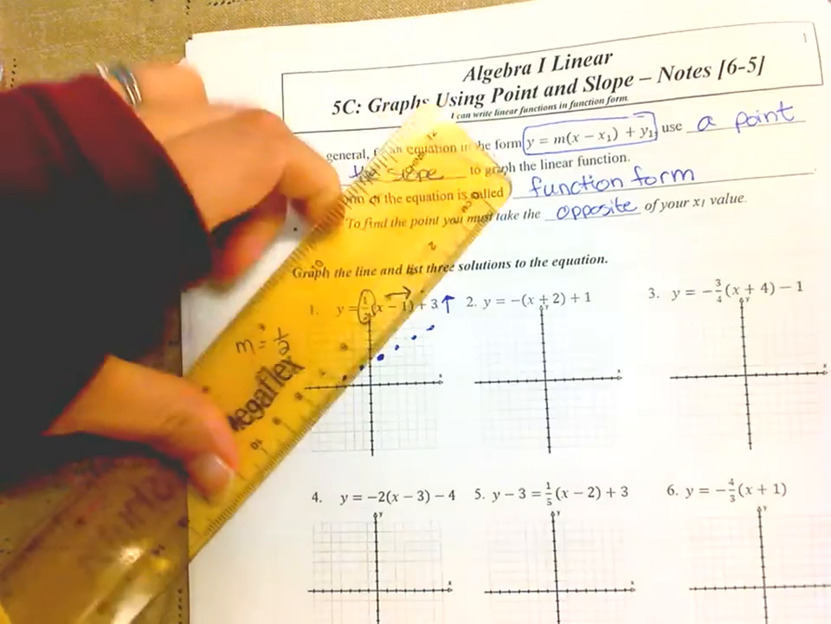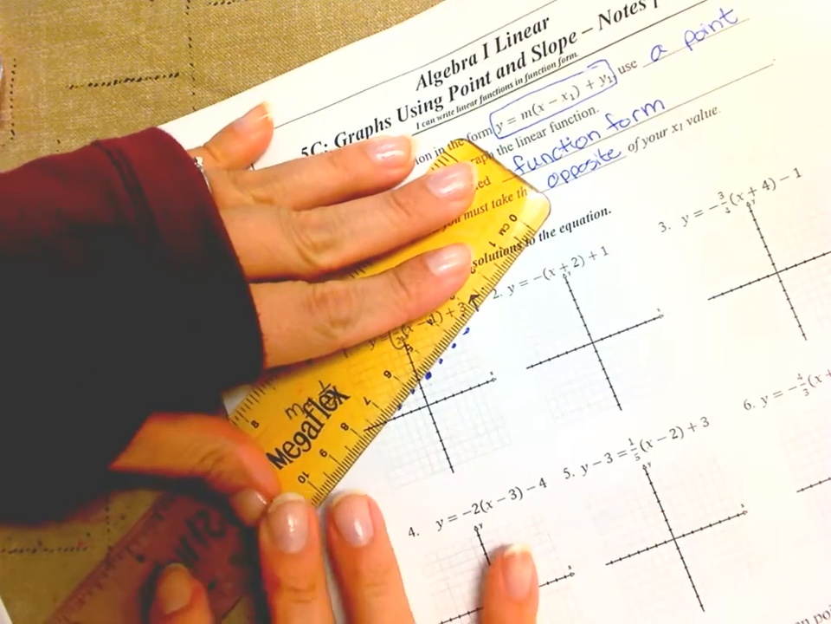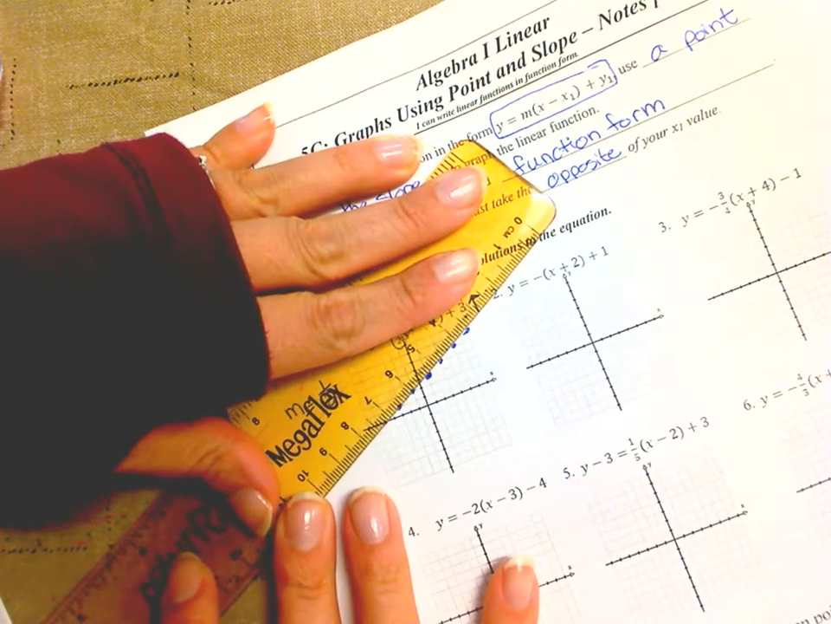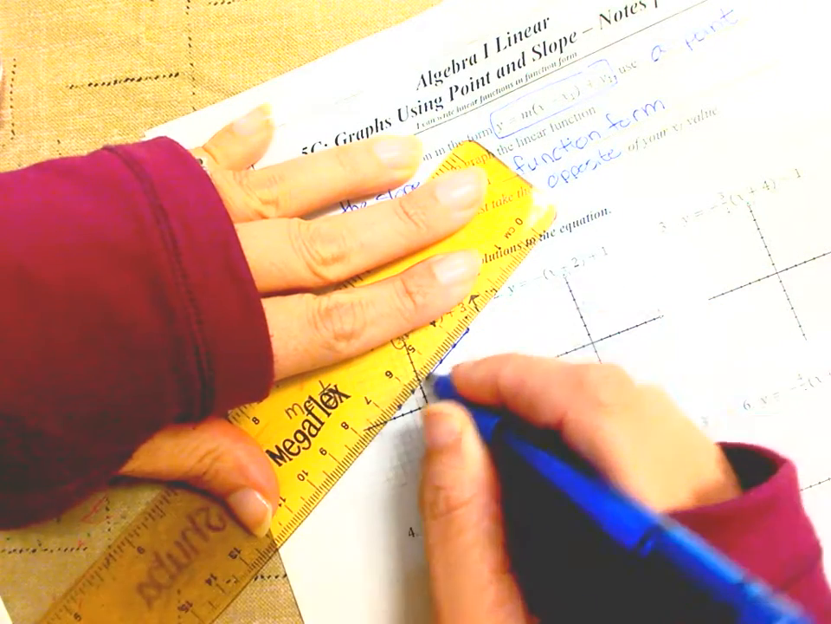Connect your points. There will probably be rulers in the back. If I forget to set the rulers out, please ask your sub for them. They're in my back closet.